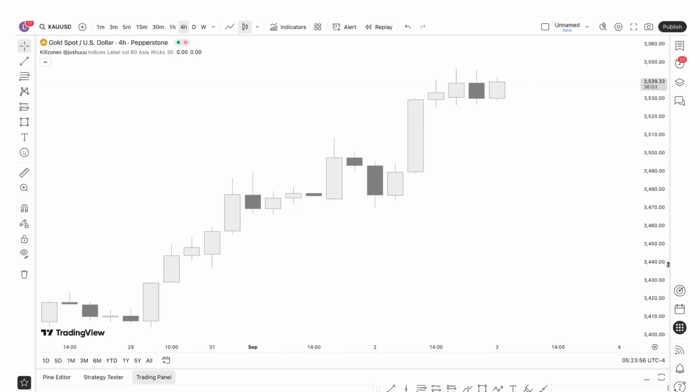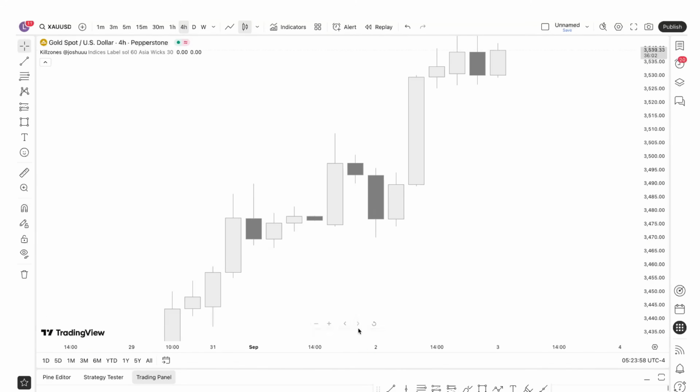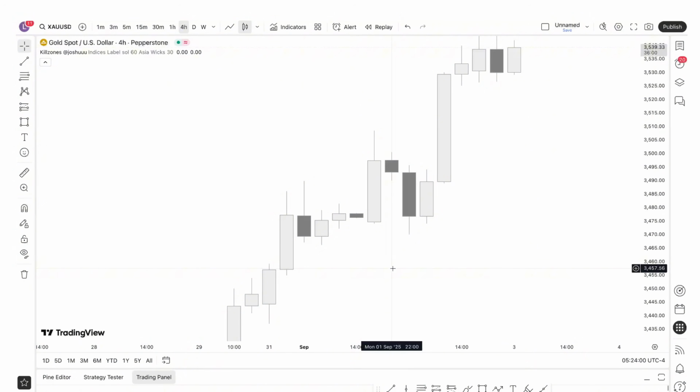And yes, here this is my second day, and here this is the 22nd candle. This is the 2 a.m. candle, and this is the 6 a.m. candle. So yeah, this one is the complex one.